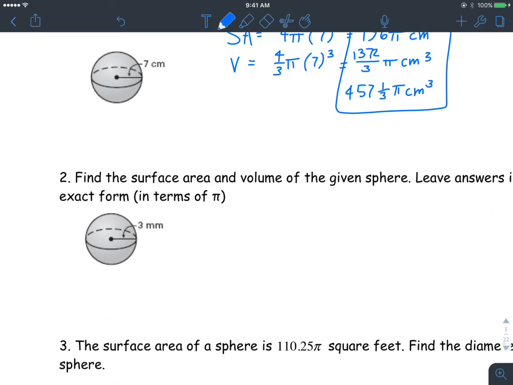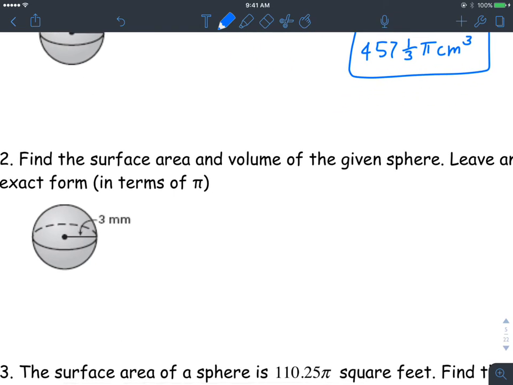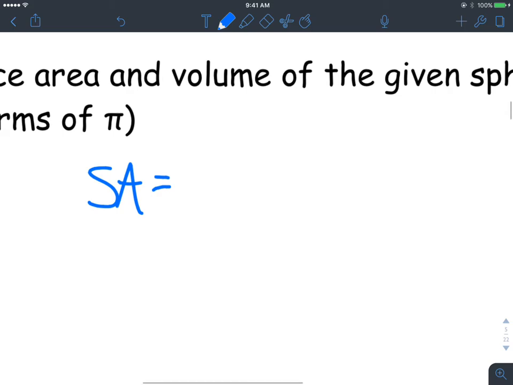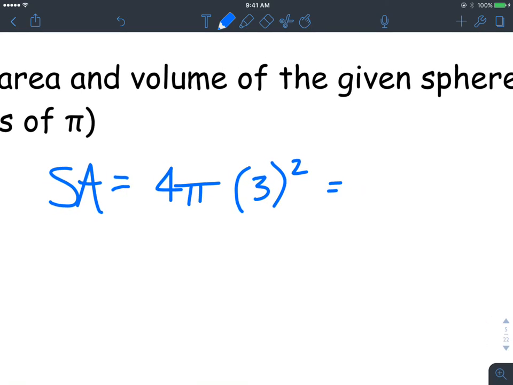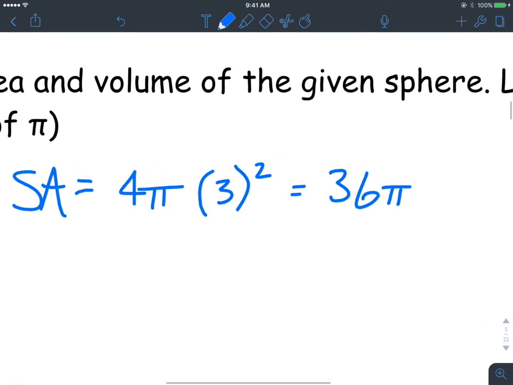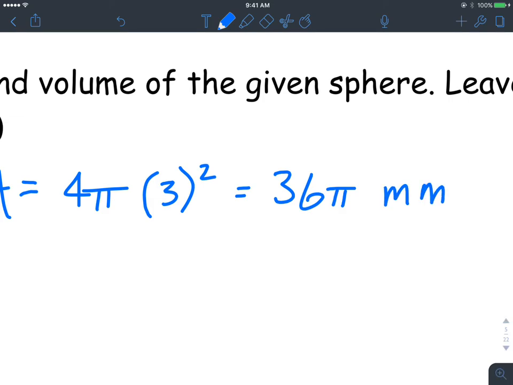Okay, find the surface area and volume of the given sphere. Leave your answers in exact form in terms of pi. So notice here that the radius is actually 3, which makes our numbers clean up really well. Whenever the radius is something that's divisible by 3, usually things clean up pretty well. So we'll plug in that 3 squared right there. That's going to get us 36 pi, and then I think it's millimeters, so millimeters squared.